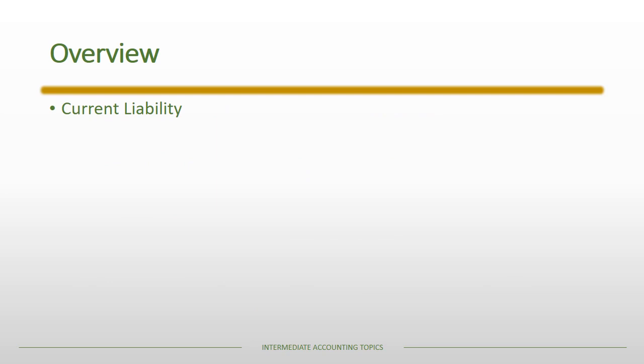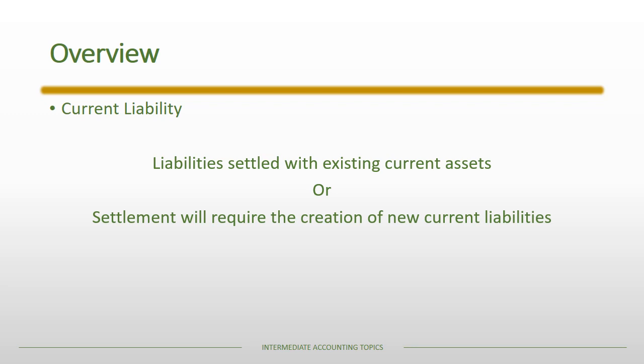So let's then talk about the difference between current and non-current liabilities. A current liability is one where the liability is settled with existing current assets, or the settlement will require the creation of new current liabilities. Again, this is the guidance that's provided under FASB, the governing body that creates US GAAP.